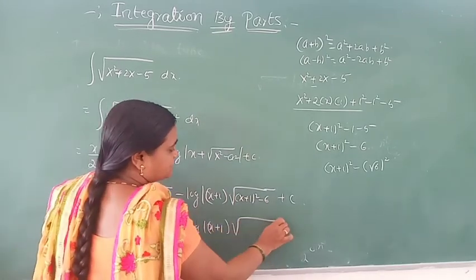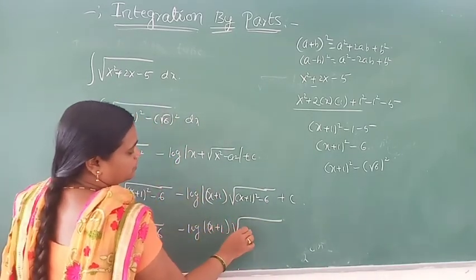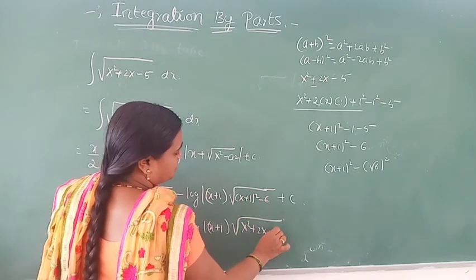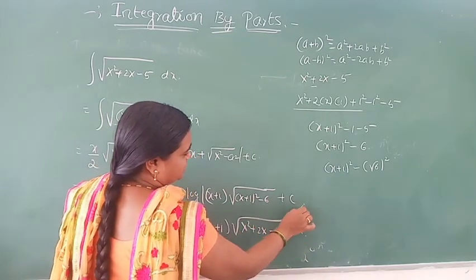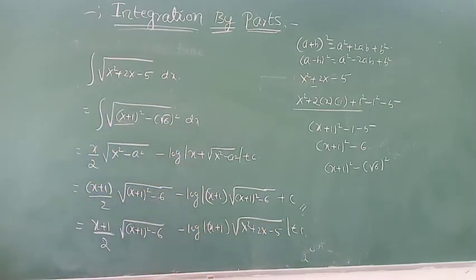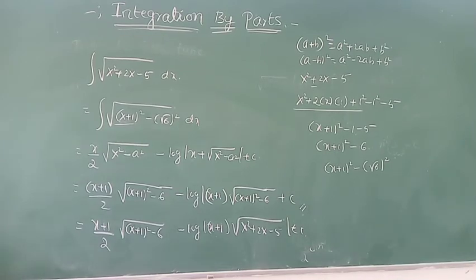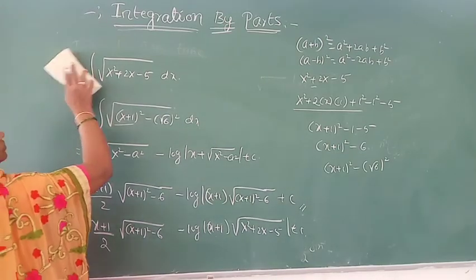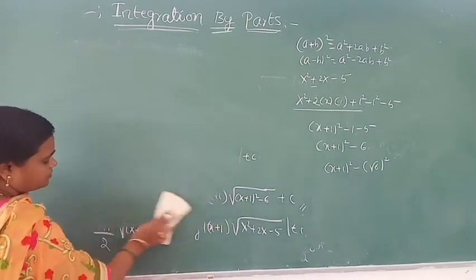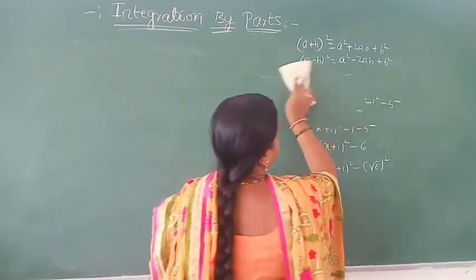If you want to, you can simplify this, and it can be written directly as the same value, that is x square plus 2x minus 5, plus c. Either write this one or this one. This is how we can calculate the integration of root of x square plus 2x minus 5. Next example, I will take another one using the perfect square.